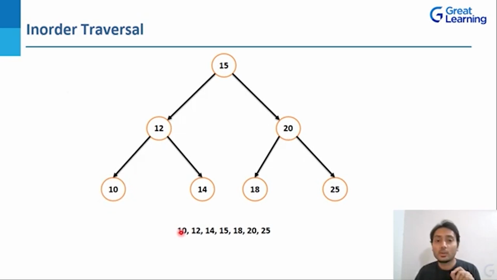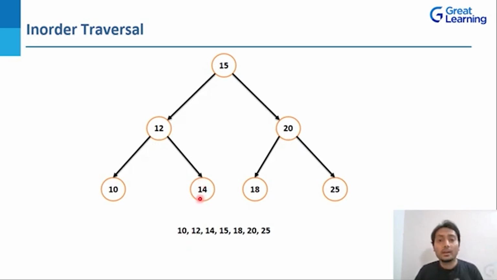I'll make a note of this 10 here, and then I will move on to the parent node, which is 12, and again I'll make a note of 12. Then finally I'll traverse to the right child of the parent node 12, which is 14, and list it down here. So now I'm done with the left subtree, correct? After traversing the left subtree, I get 10, 12 and 14.